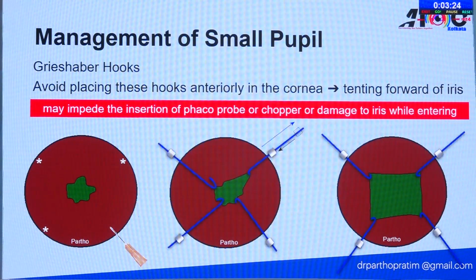Now, Grishaber hooks, all of us use. One thing you have to understand, especially the newcomers or new surgeons, is that the Grishaber hook sometimes causes tenting of the iris tissue. So if a surgeon is not careful while entering the phaco probe, they may cause iridodialysis and damage to the iris tissue.